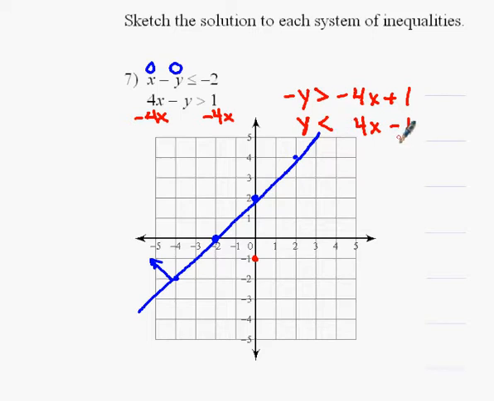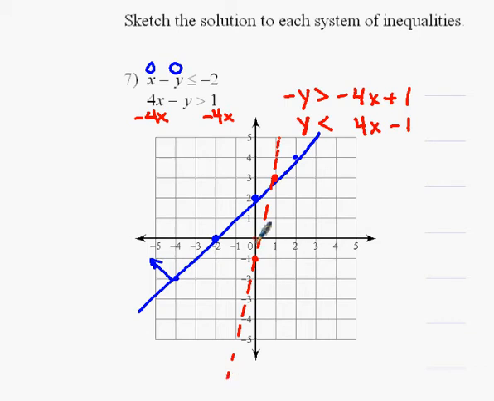So that one, as we can see, does cross at negative 1. Then it has a slope of 4, so it will go up 4 and right 1. Okay? And since it says greater than but not equal to, then we need a dashed line through here.